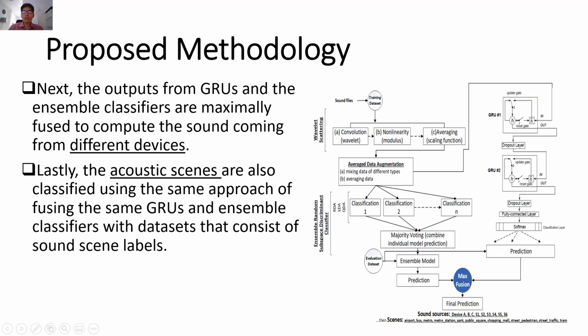And we also use the same process to classify the acoustic scenes, which means the second line that we mentioned, that we can classify the scenes according to whether it comes from the park, station, metro, airport, bus, and so on. So we have two results. One is coming from the devices, one coming from the scenes.